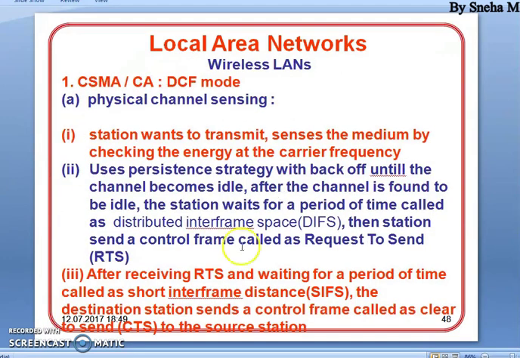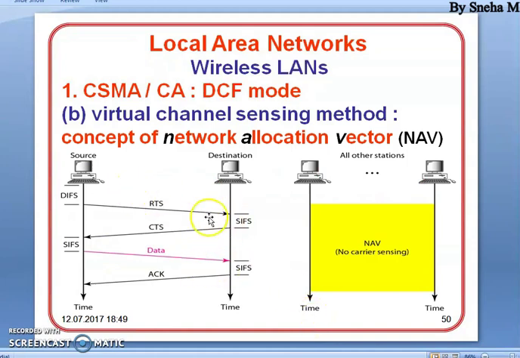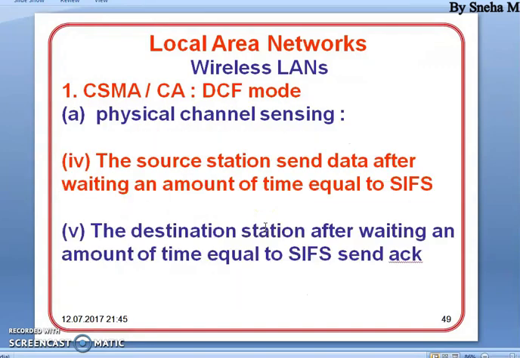Once it sends RTS, after receiving the RTS and waiting for a period of time called short interframe space, SIFS, the destination station sends a control frame called clear to send to the source station. That means once it receives the request to send, the destination station waits a period of SIFS and sends a control frame called clear to send, so that the destination is telling the source that you can send the data to me, I am free. Now what happens next?